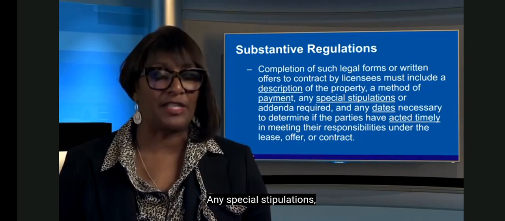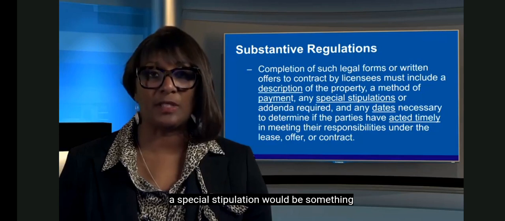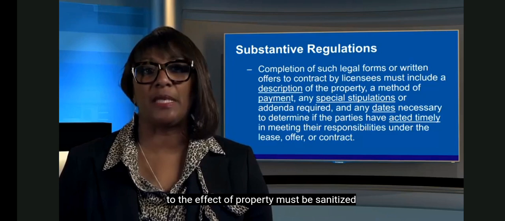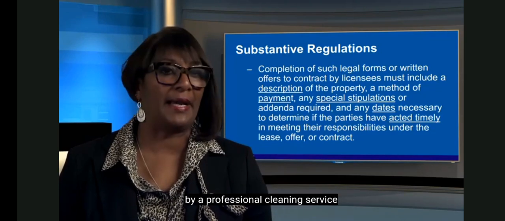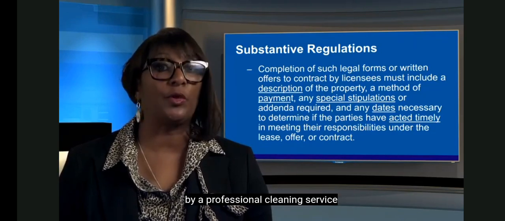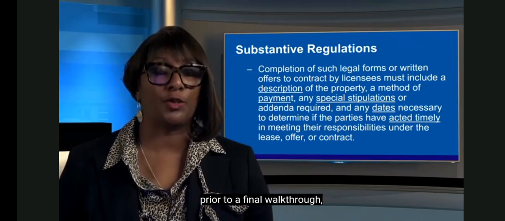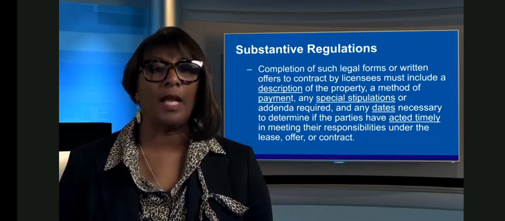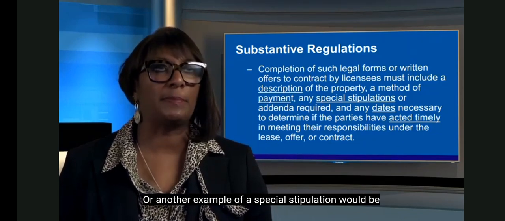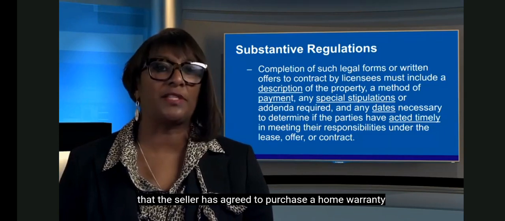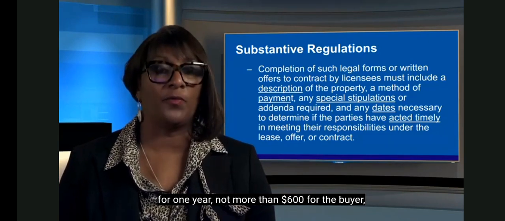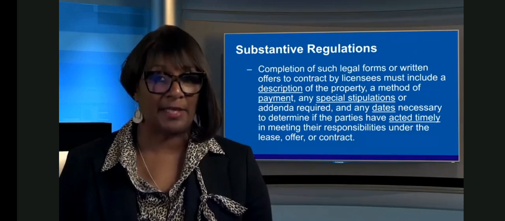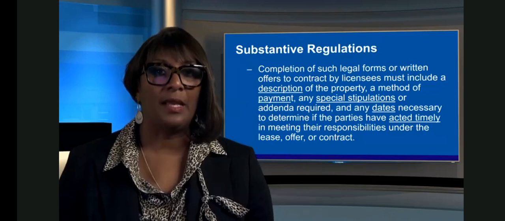Any special stipulations. A special stipulation would be something to the effect of property must be sanitized by a professional cleaning service prior to final walkthrough. That could be a special stipulation. Or another example would be that the seller has agreed to purchase a home warranty for 1 year, not more than $600 for the buyer. That would be a special stipulation.